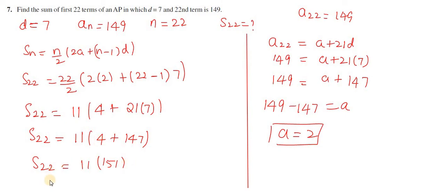So S22 is equal to 1661, a fancy number, and also this is a palindrome number. What do you mean by palindrome? See here, when you read from left to right, 1661. When you read it from right to left, 1661. So this type of number is known as a palindrome number. Therefore S22 is equal to 1661. I hope all of you understood. Yes, we'll move to the next problem.